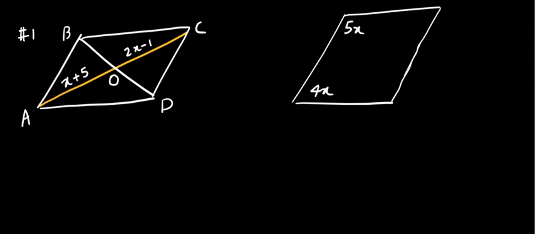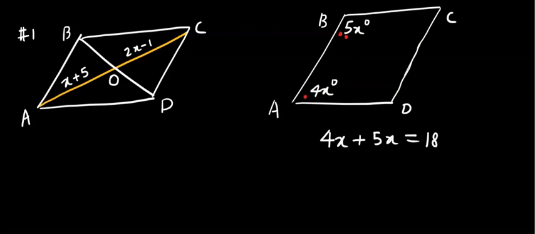Next question, we're dealing with the angle measures. What the value of x is that this quadrilateral, let's call it ABCD, can be a parallelogram. Remember previously we learned if it is a parallelogram, then the consecutive angles are supplementary. Therefore, we want to set it as 4x plus 5x equals 180.